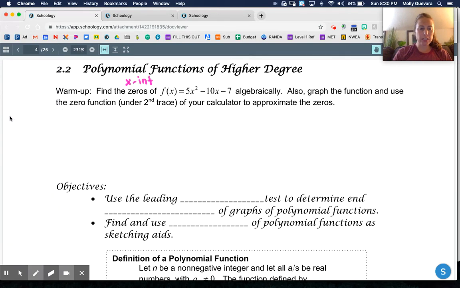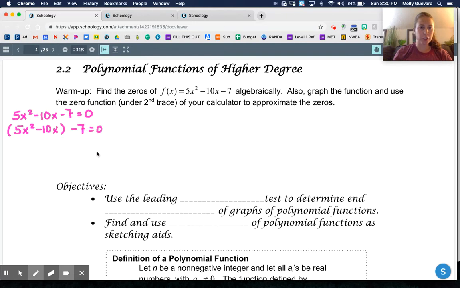Okay, so the first thing is that we have to set my equation equal to 0, right? So 5x squared minus 10x minus 7 equals 0. And so we have to go through and remember the steps for completing the square. Those first two terms get put in parentheses.